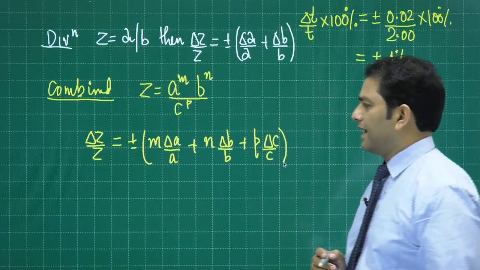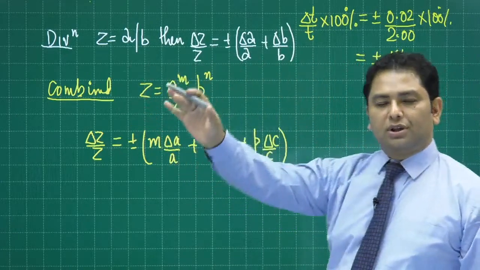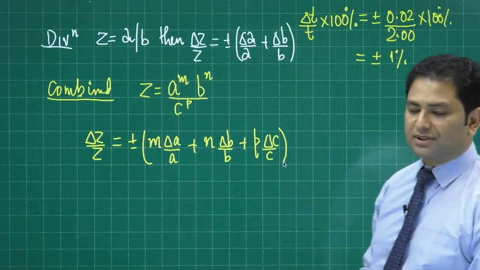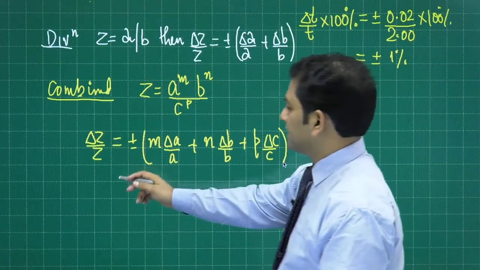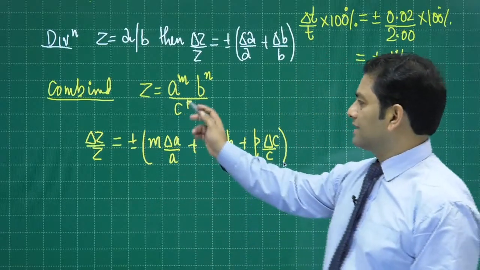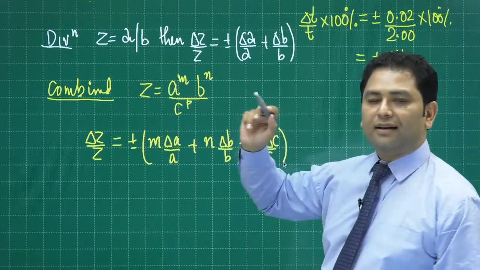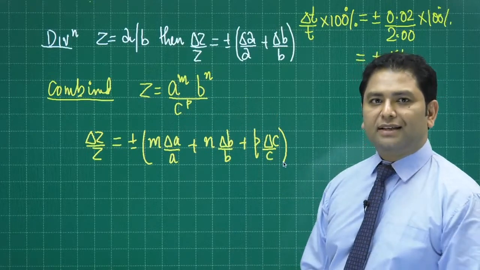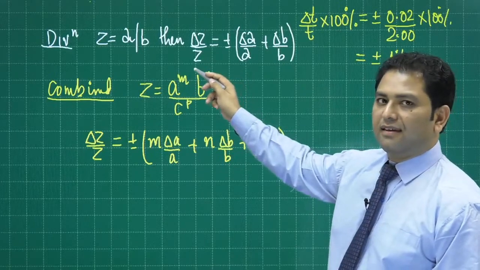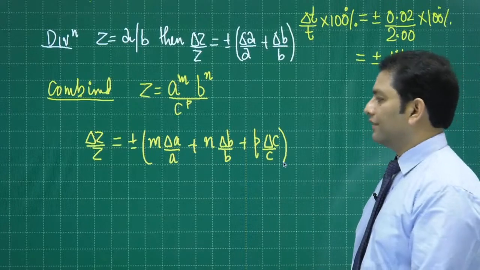Did you realize the pattern? In fact, this includes both multiplication as well as division. So this is delta Z by Z plus minus M delta A by A plus N delta B by B. Now just see, imagine if there was no denominator there and M and N would be 1. This case will correspond to that of multiplication. Imagine there was no B and M and P was 1. This case would correspond to division.